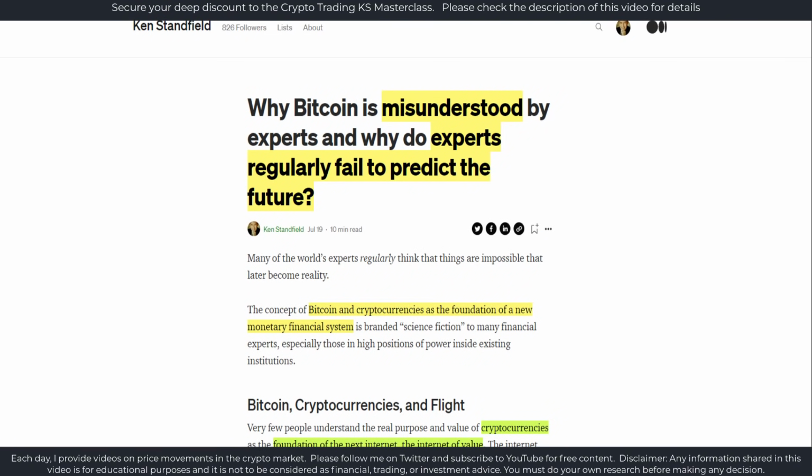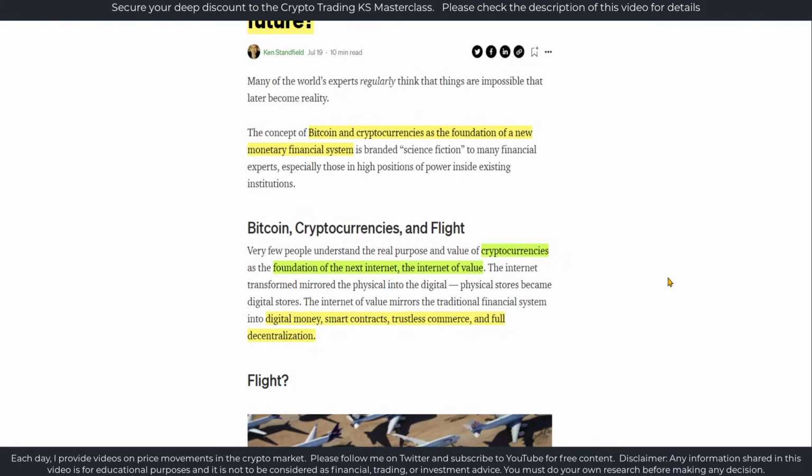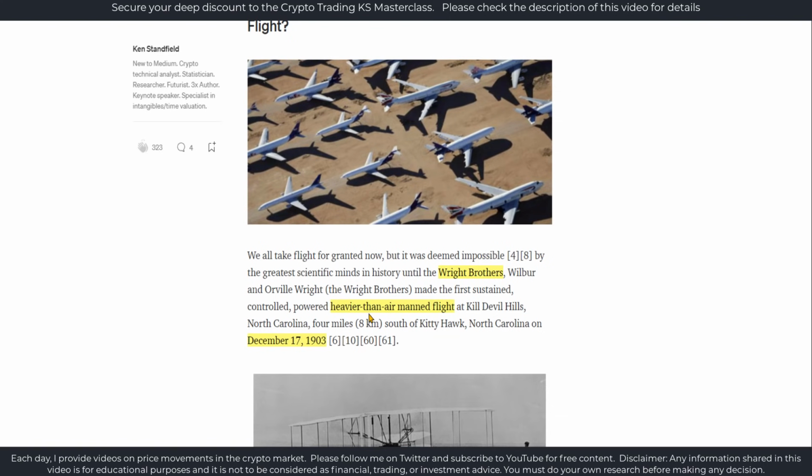I've spent my entire life surrounded by inventors and being quite inventive myself. I actually wrote an article, Why Bitcoin is Misunderstood by Experts and Why Do Experts Regularly Fail to Predict the Future. When we look at heavier than air manned flight, before the Wright brothers actually did it, so many incredibly talented people in high positions within the scientific community said it was impossible.